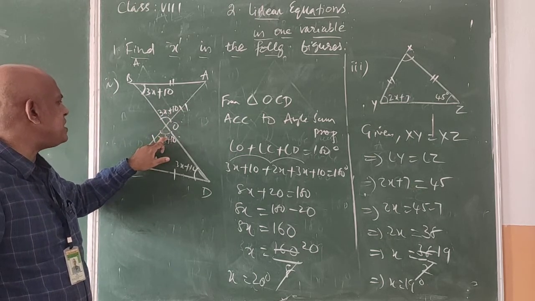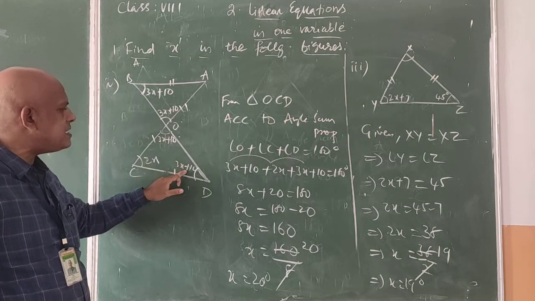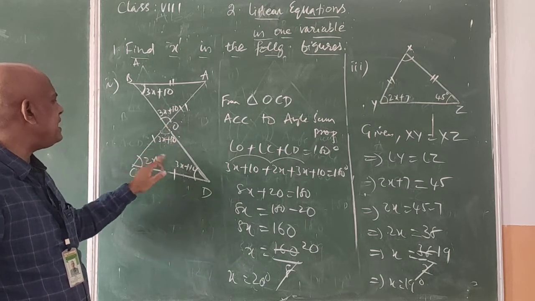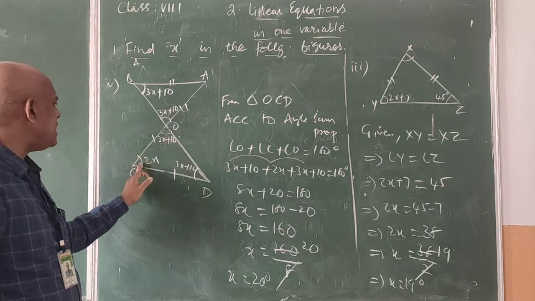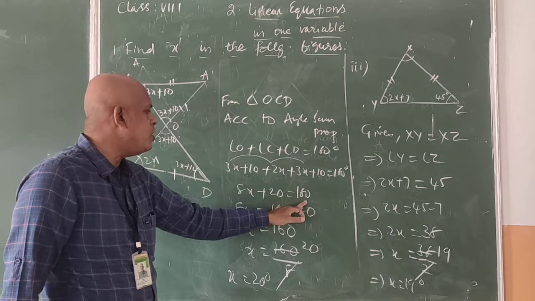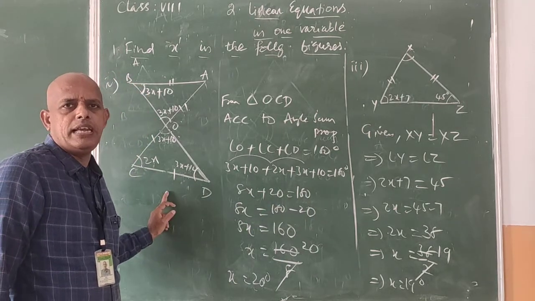When this is 3x plus 10, here two sides are equal, so the angles opposite to them are equal. If this is 3x plus 10, this is also 3x plus 10. Now in triangle OCD, we have three interior angles, and their sum is equal to 180 degrees. Angle O plus angle C plus angle D is equal to 180 degrees. After adding these three, we have to equate to 180. Then by solving, we get the x value equal to 20 degrees.